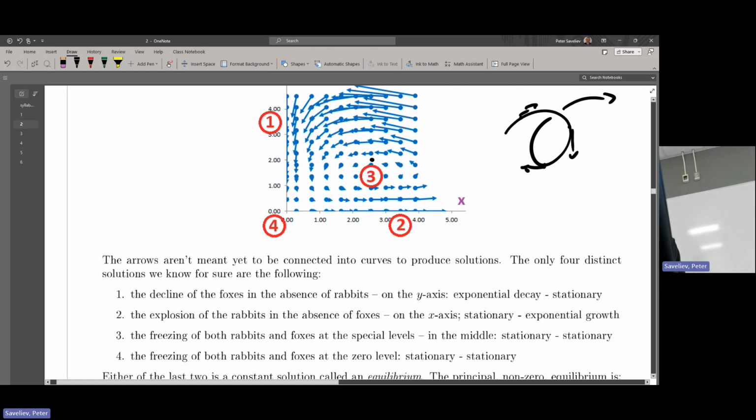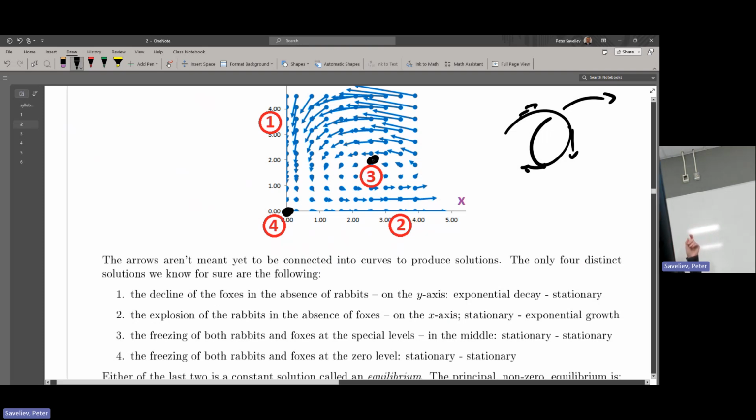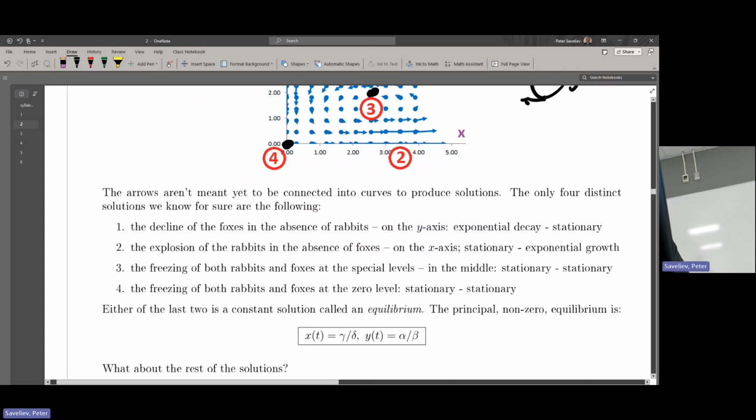Number four, the freezing of both rabbits and foxes at zero level. They're in neither one, or they don't even exist. That's a stationary point, so probably worth mentioning. Number three is the stationary point where they're non-zero. So they just live in peace, even though they're eating each other. Nonetheless, they are not eating each other into oblivion. And then number one and number two, also the easy ones, are where there is exponential growth or exponential decay along the axis. Once again, not especially important.